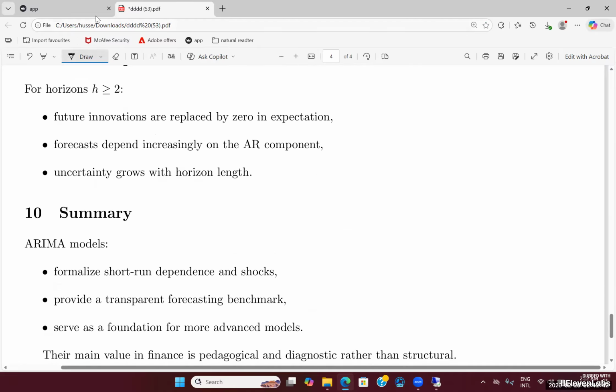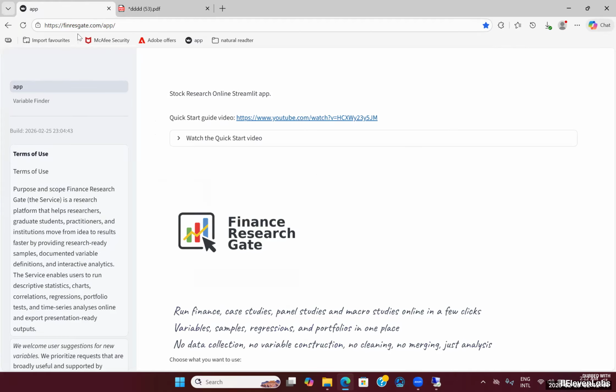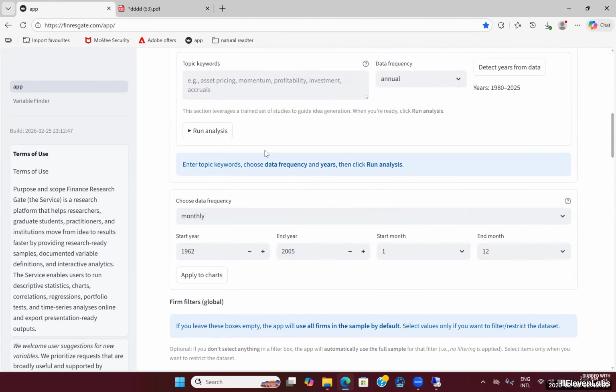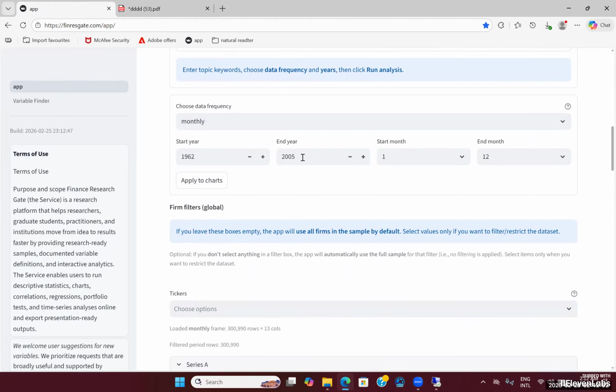So, we're going to take this concept and apply it directly, making use of the Finance ResearchGate website. From there, I'll proceed to select the time series data. And then for the frequency, I'll be choosing the monthly setting, and I'm going to make sure that it's set to conclude at the end of December of the year 2024. Apply.